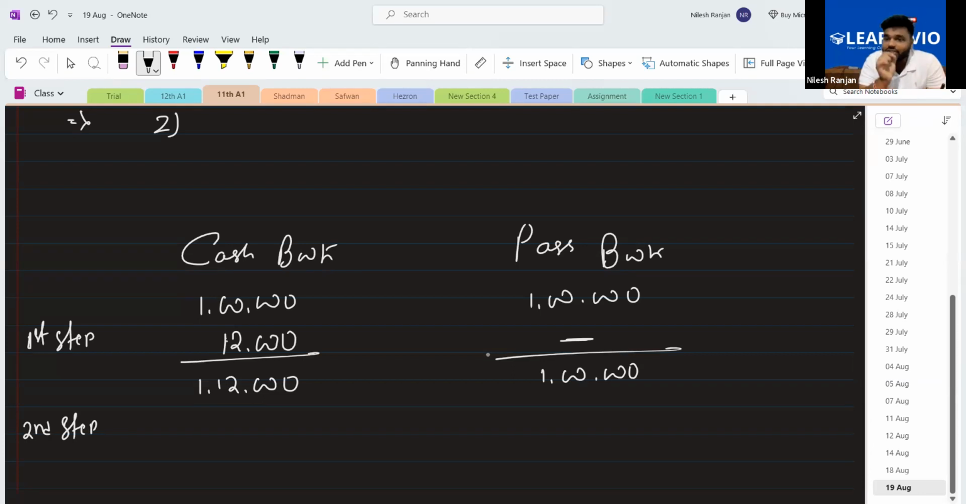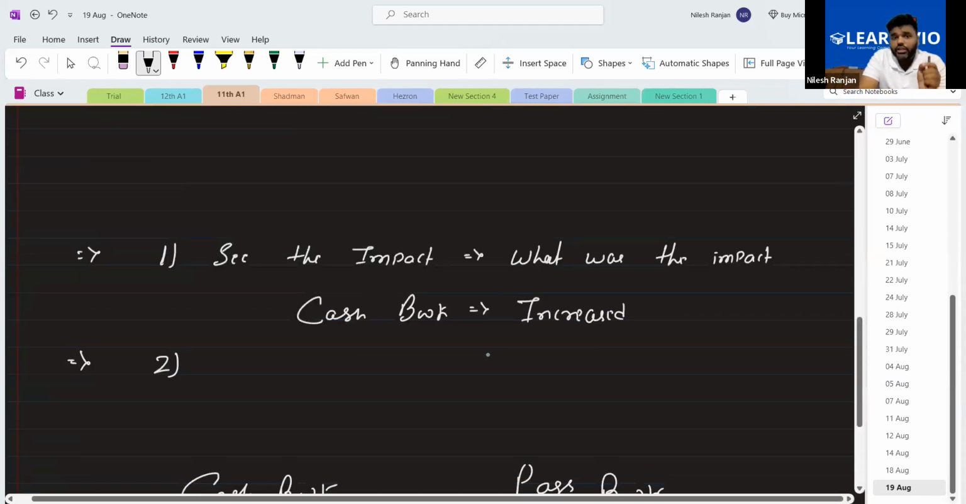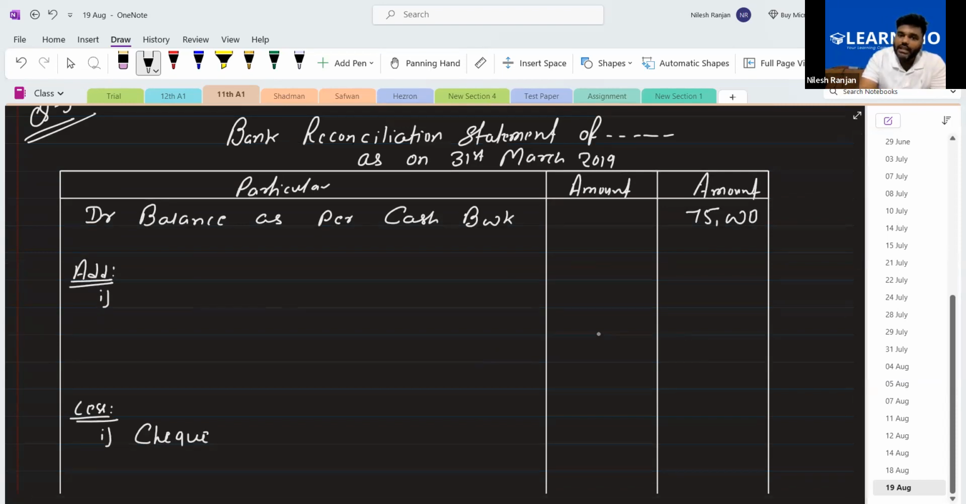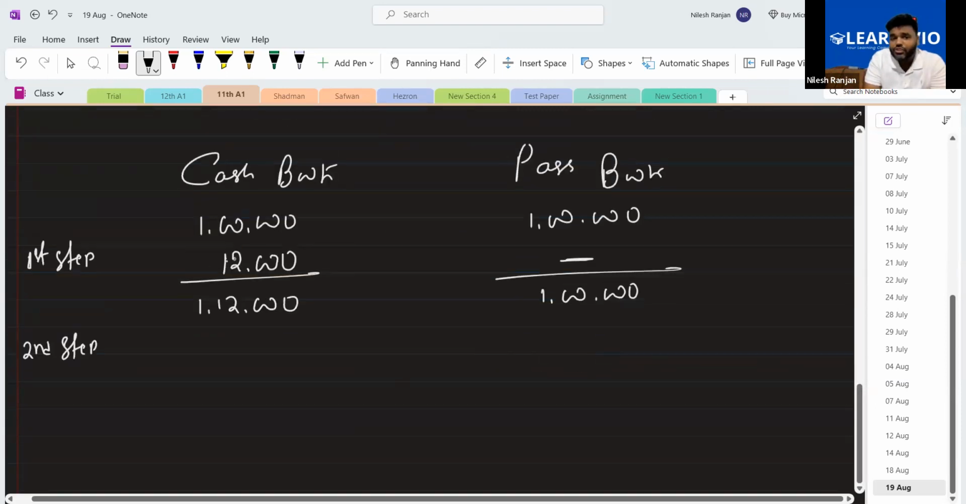But there is a restriction here. You can only change the book which you are using as a starting point. It means in this portion, your starting point is the cash book. So we are supposed to decrease it by 12,000. So we can only adjust the cash book balance. So it means we will deduct 12,000 from here.